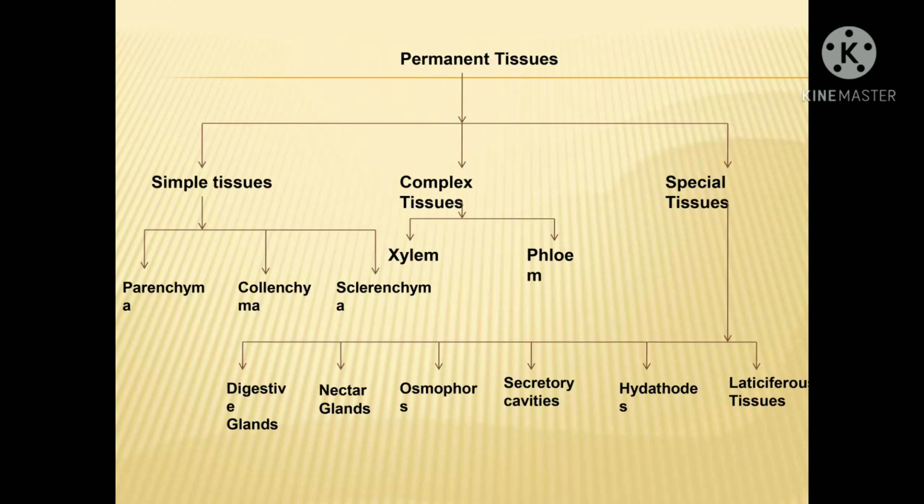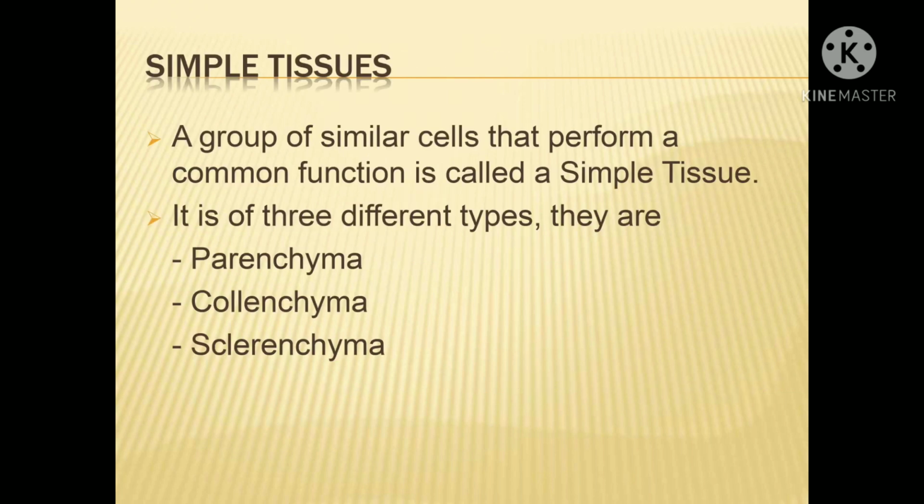In simple tissue, again we have three subdivisions: parenchyma, collenchyma, and sclerenchyma. Whereas in complex tissue we have xylem and phloem. Special tissues are not for our syllabus, so we will not discuss any detail on this. First, simple tissues. As I mentioned, they are similar cells that have common functions. We call them simple tissues. There are three types: parenchyma, collenchyma, and sclerenchyma. Parenchyma and sclerenchyma are living.